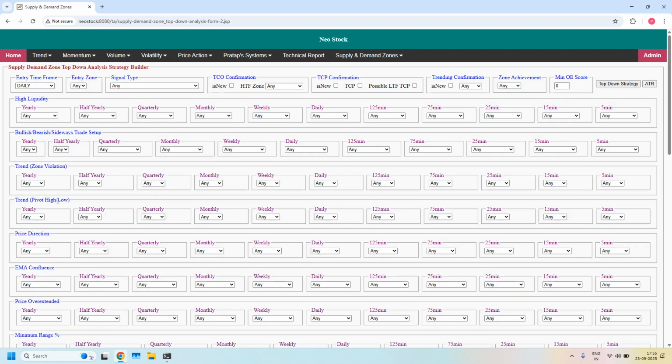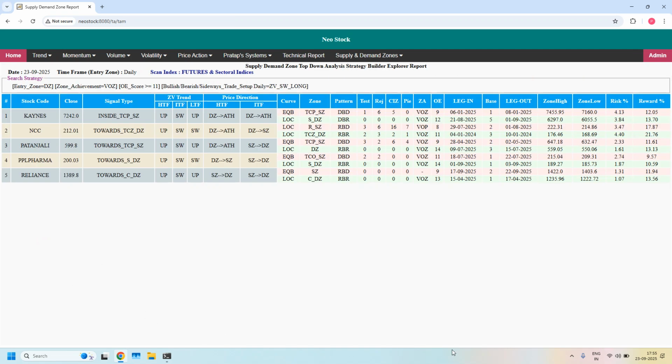Starting with the monthly income trade, sideways long trade setup, entry time frame daily, entry zone demand zone. Here, bullish or bearish or sideways. At the daily time frame, I am selecting sideways long, zone achievement violated opposing zone, minimum odds enhancer score 11. So we got 5 stocks.